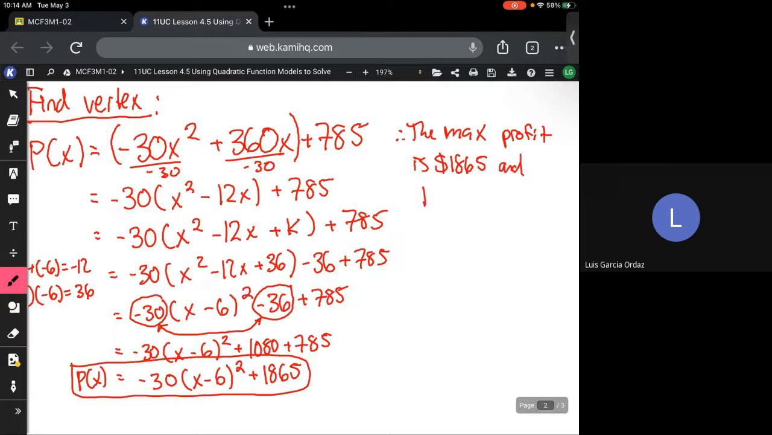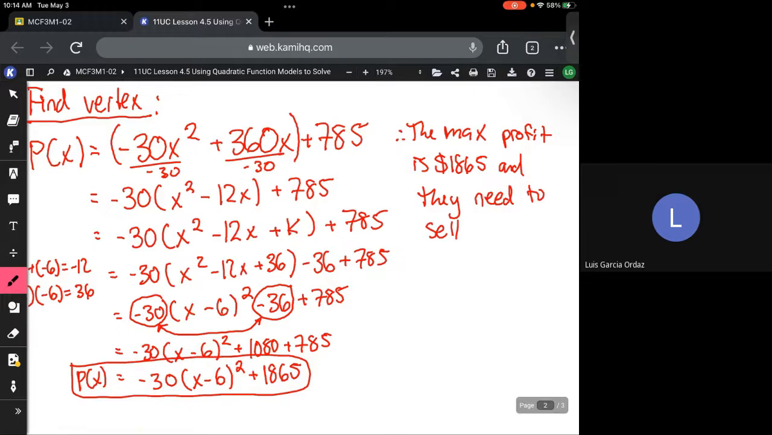And they need to sell. How many tickets do they need to sell? Yep. I mean, what ticket price do they need to sell it at? $6. So in this case, yeah, I confused. The X part of the vertex represents how much money you need to sell each ticket for. And the K value is the amount of profit you make.